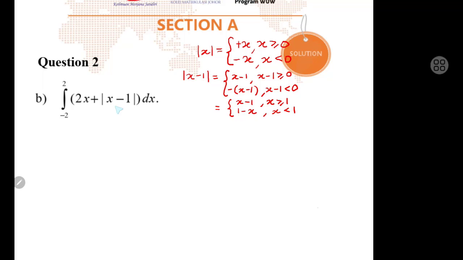So we need to split this function into two terms. Alright? Okay. So you will get your integral like this, integrate from -2 to 1. Okay, so this is the value less than 1. So from -2 to 1, for values less than 1, you will choose the function 1 minus x over here. This one, 1 minus x for x less than 1.